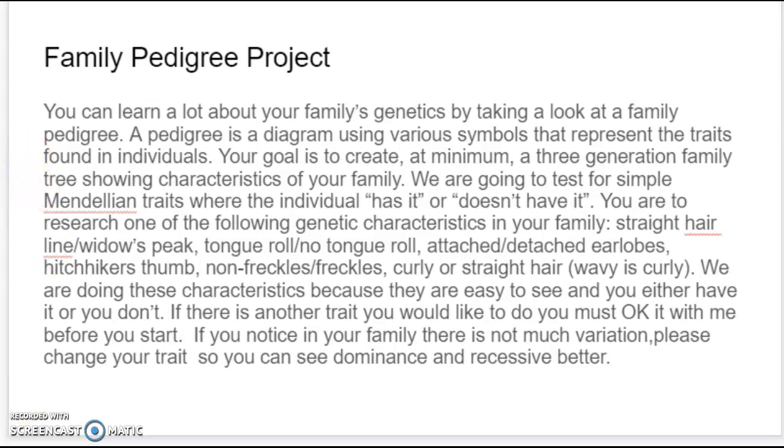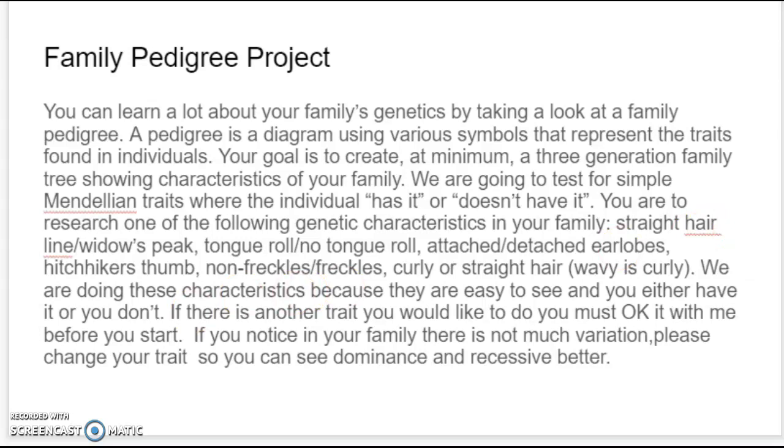So what a pedigree is, we're going to choose a trait. Some of the ones that I gave you are like straight hair to curly hair, or tongue rolling to no tongue rolling. Talking about your earlobes, and we'll talk more about this when we return from break. But the first thing I would like you guys to do is to make a family tree.